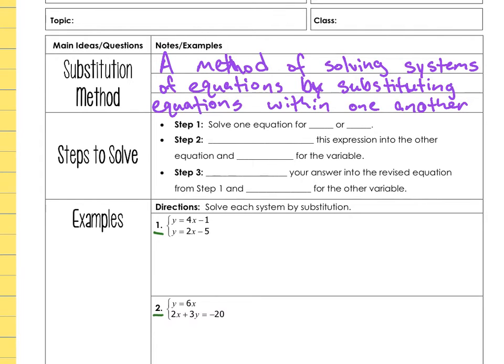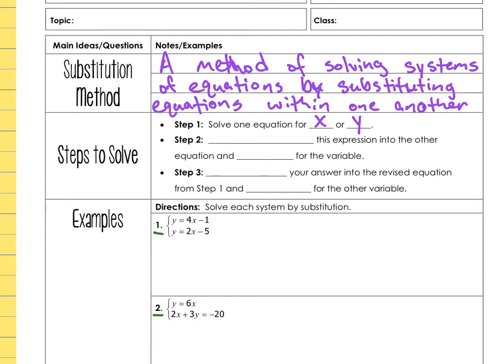First and foremost, we have to solve one equation for x or y. Now remember what this means. When we say solve one equation, it means we want to get one of those variables alone. When we say solve an equation, we want to find out what x equals or what y equals. It doesn't matter which, so long as we can get one of those alone.